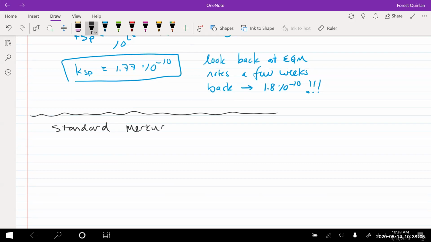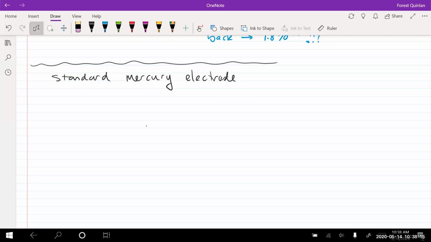Standard mercury electrode. This is another one that can be used, and I like showing you guys this one because it's interesting. What we do is we have Hg2I2, and I want to break that into Hg2 2+ plus 2 I minuses.